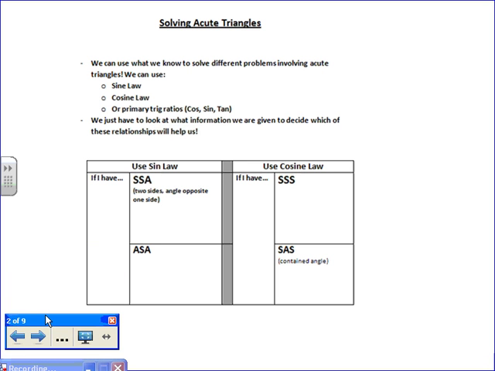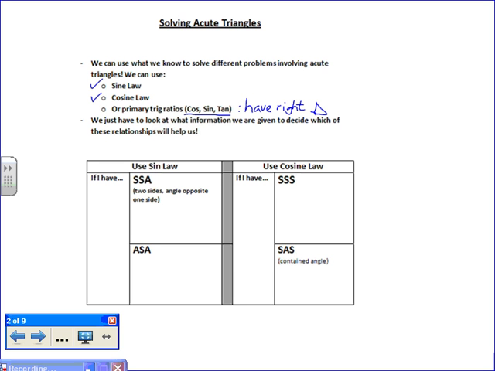A quick summary of what we've covered up to now. We can use what we know to solve different problems where we have an acute triangle. We can use the sine law. We can use cosine law. Or if we have a right triangle, okay, in our problem, so if we divide our acute triangle into two right triangles, we can use the primary trig ratios, cosine, sine, and tan of an angle. We just have to look at what we're given and decide which relationship we'll use.